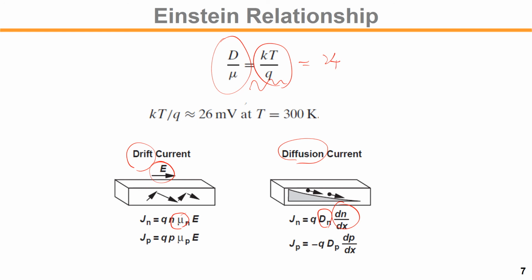This value happens in many places and many times. You must remember it as a circuit designer. This kT over q is 26 millivolts at room temperature, 300 Kelvin. Okay. So we will abbreviate kT over q. Later on, we call it Vt. This is the thermal voltage. Okay.